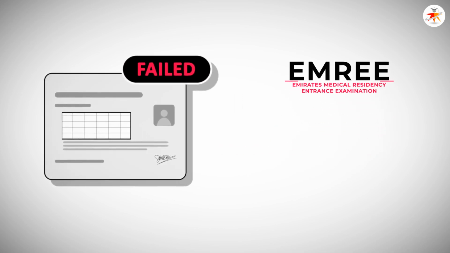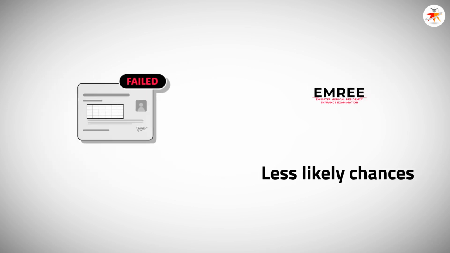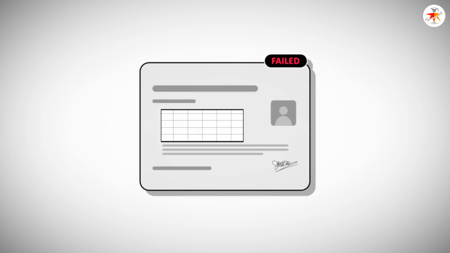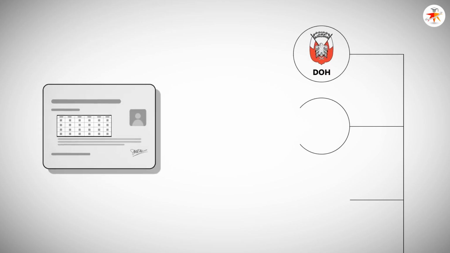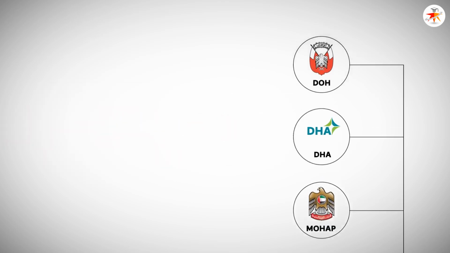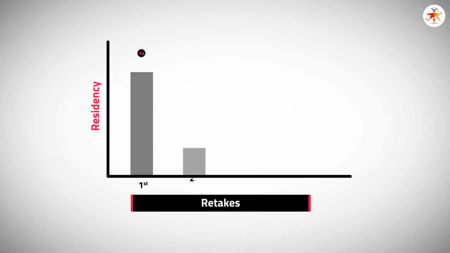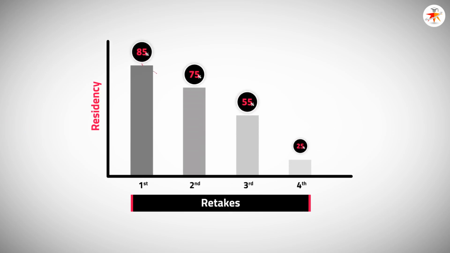Those who failed the exam for 2 years after graduation have less likely chances to appear again. Your each attempt, whether pass or fail, is marked in your transcript along with the score obtained. These details are forwarded to respective health authorities as well. The more retakes you have, lesser is the chance of you getting considered by the health authorities for residency.